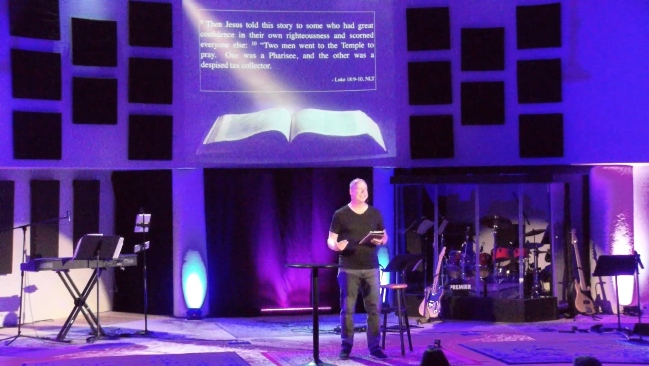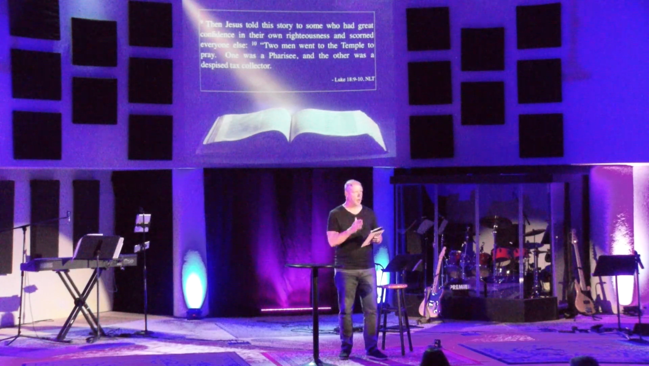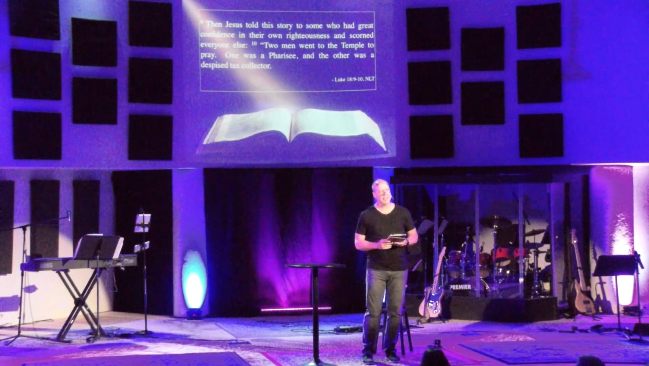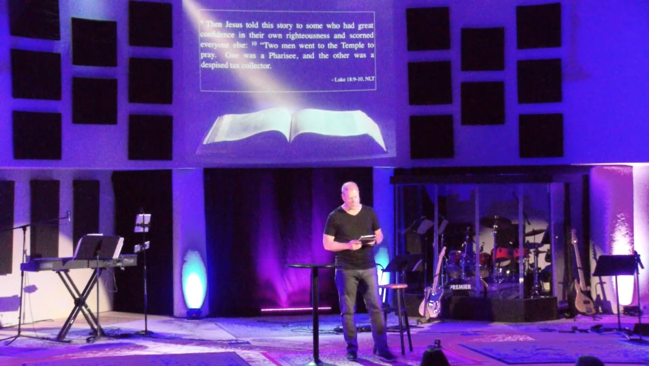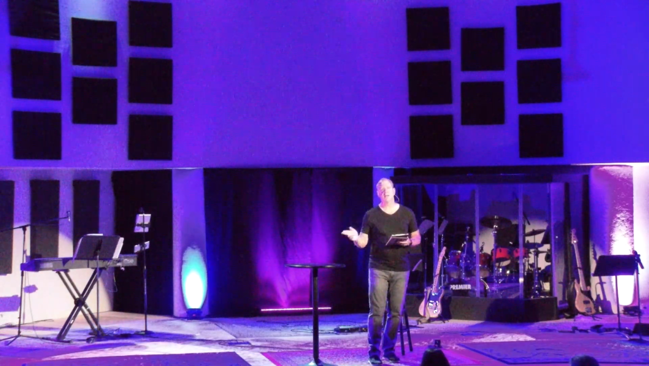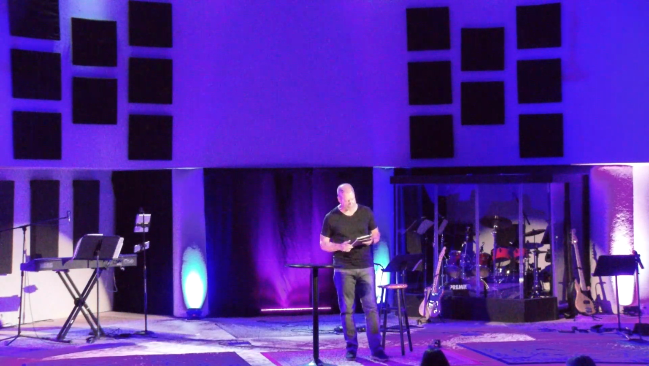He was a religious leader, a person who understood the laws of God. Now, there are 613 laws of God in the Old Testament, and this Pharisee would follow them to a T. And here he is going to church. There's two guys. The other guy is a despised tax collector.